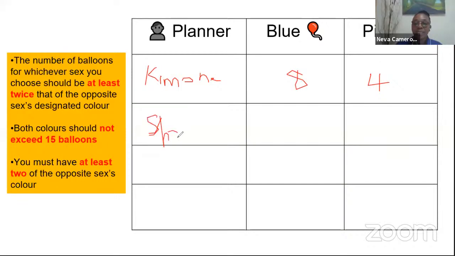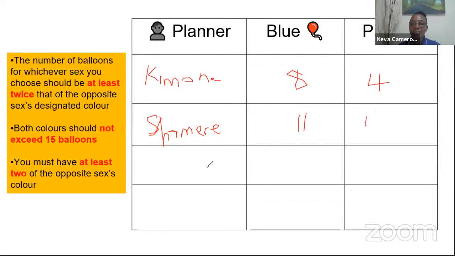And 11 blue, Dana, 4 pink. Shamir is saying what? Okay, let me jump again. It's 11 blue and 4 pink. 11 blue, 4 pink. Okay.